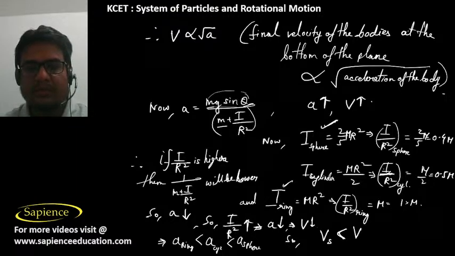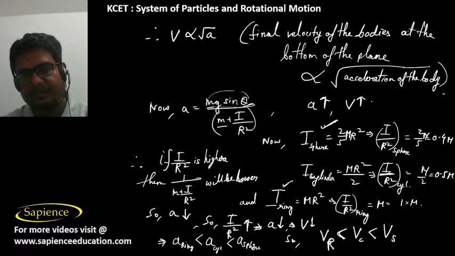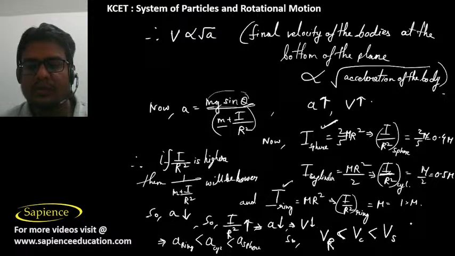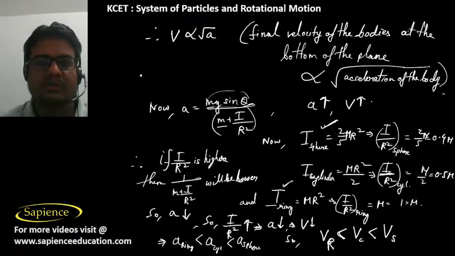So it means that the velocity of the ring will be the least, then the velocity of the cylinder, and then the velocity of the sphere. Since I by r square for the sphere is the least, the acceleration for the sphere will be the highest, so the final velocity of the sphere also will be the highest. So Vr is less than Vc, which is less than Vs. So option C is the correct answer.